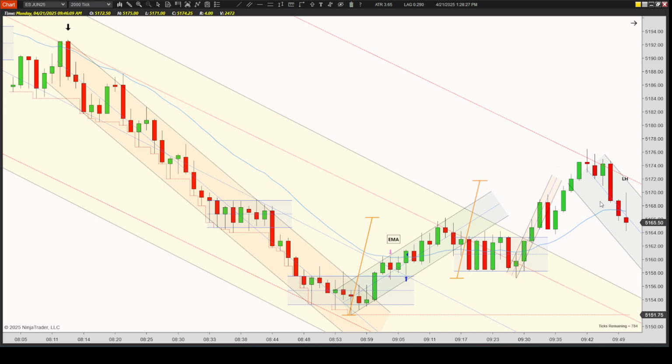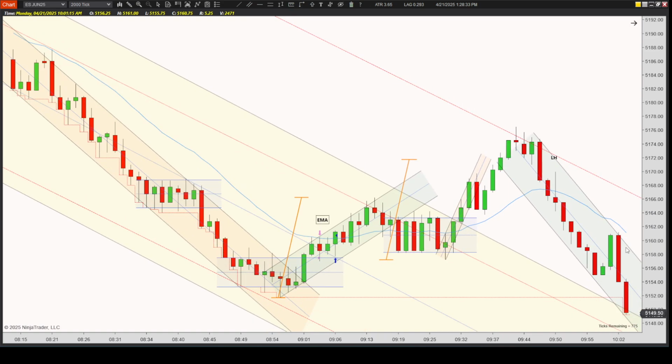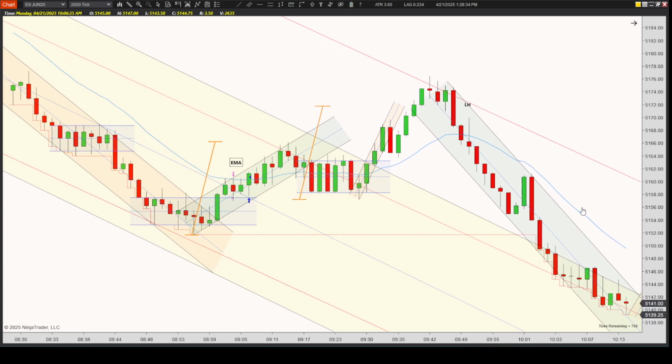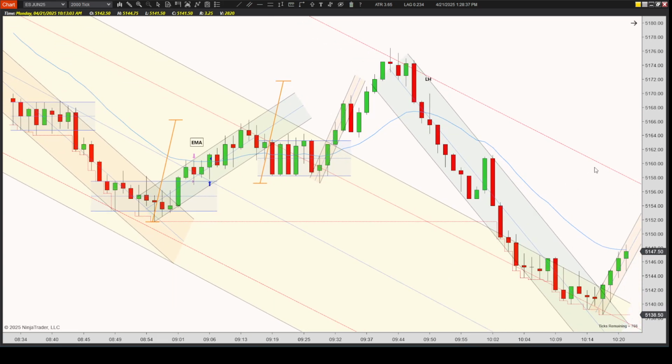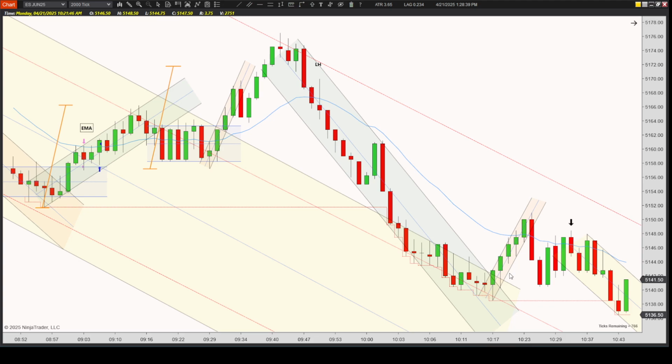So I thought it was a good possible trade because it also pushed below the EMA with a decent signal bar. I didn't take it though. Then prices continue moving down. Enters back into this yellow down channel, breaks. So there's a new low here.